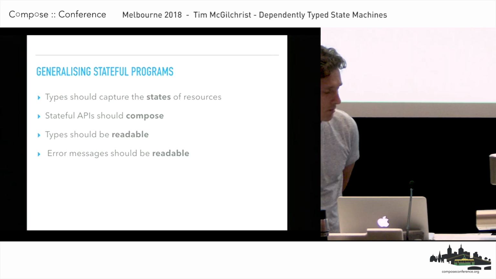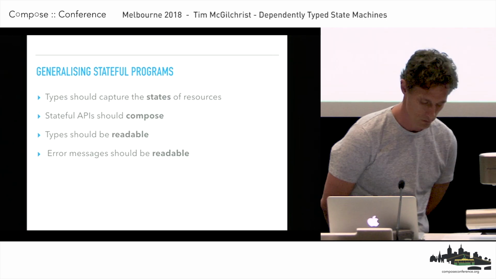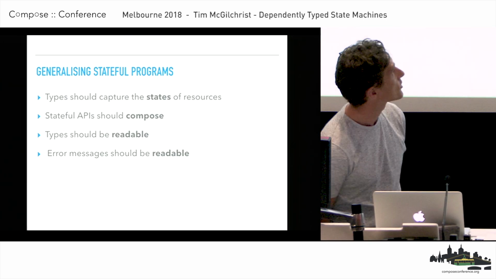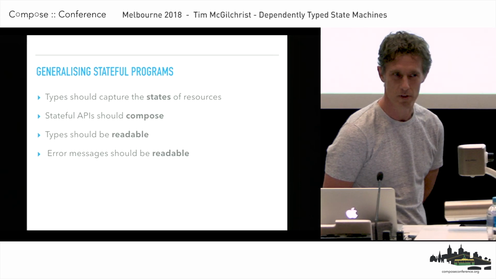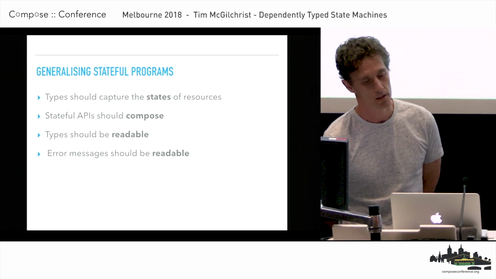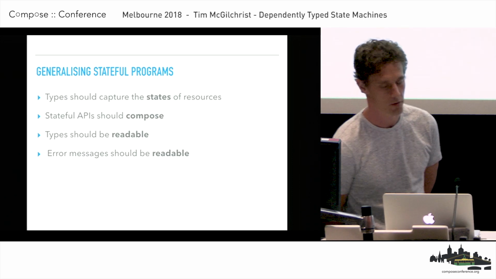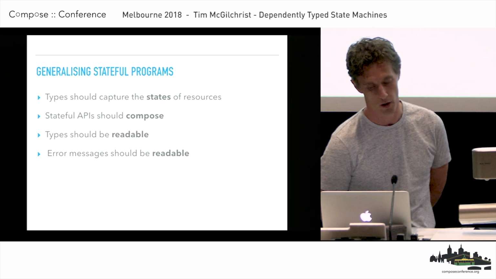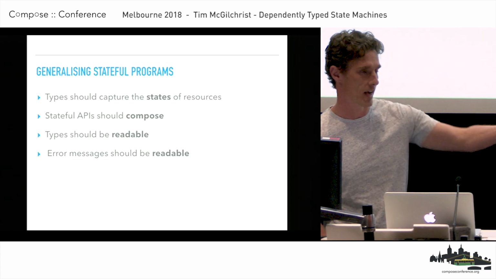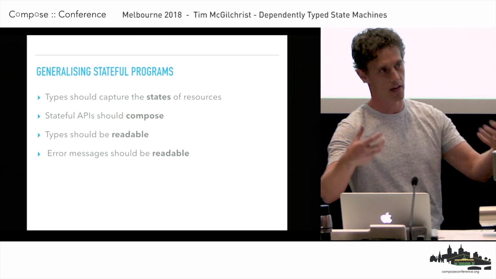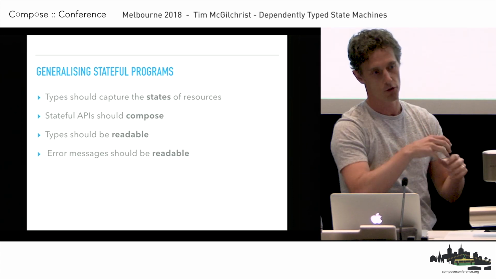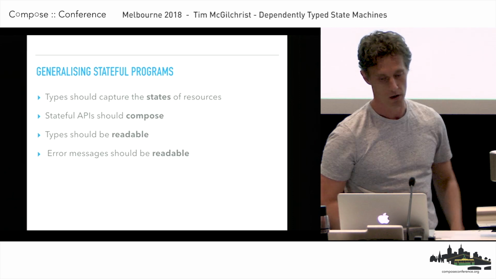So these are sort of my requirements for some useful encoding of state programs. The types should capture the states of the resources that I'm thinking about, and it should concisely capture those states, so I shouldn't have to encode things that I don't want to care about. The stateful APIs should compose, so if I've got one stateful thing and I've got a second stateful thing, I should be able to combine those together, and I should be able to implement something on top of those two, which is also stateful, using those.